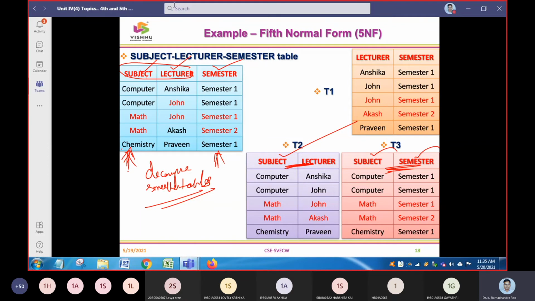What was pending was lecturer and semester: to which semester a lecturer is going to be assigned. So we can have free insertion at any point of time, free deletion at any point of time. If records need to be concatenated, then we will put null values and thereby retrieve the data. In this way we figure out the contents of table 2 and table 3.